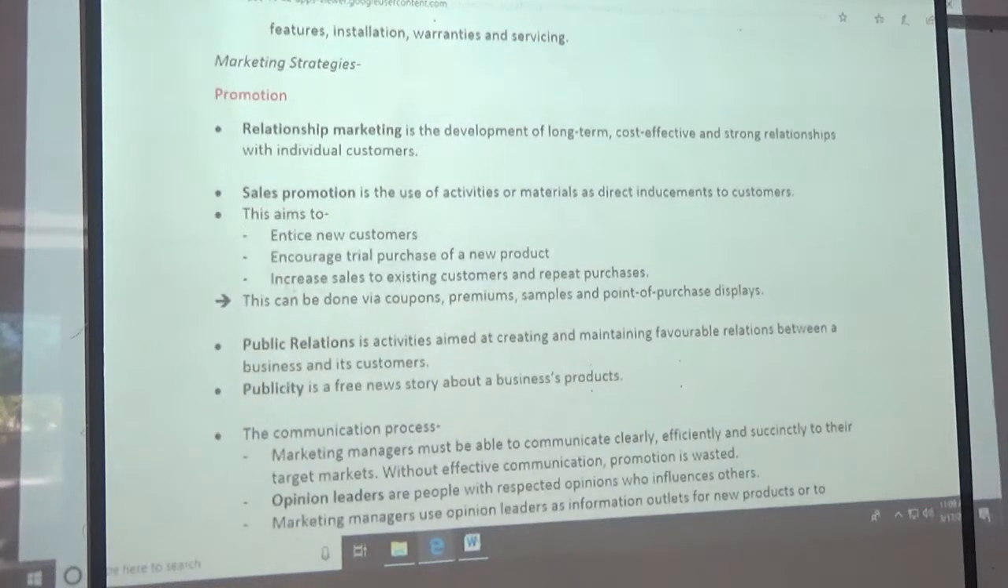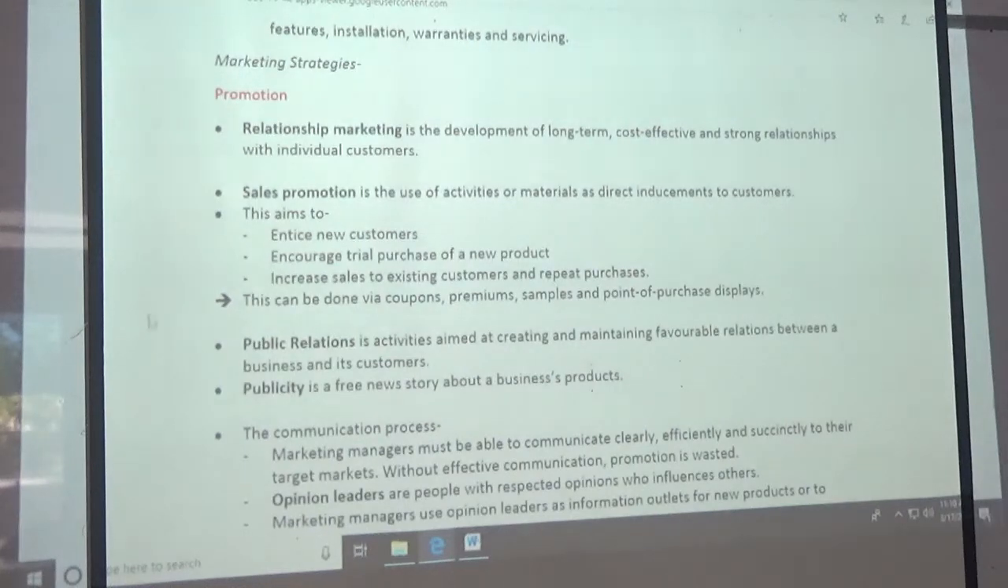Try to get existing customers to buy again. So you can do this from point of purchase displays. And you know, when I go to a convenience store, for example, I look for the promotions. If they have a 2-for-1 in drinks, I will buy them. Samples, coupons, things like that. Public relations is an activity, so PR is different, right?